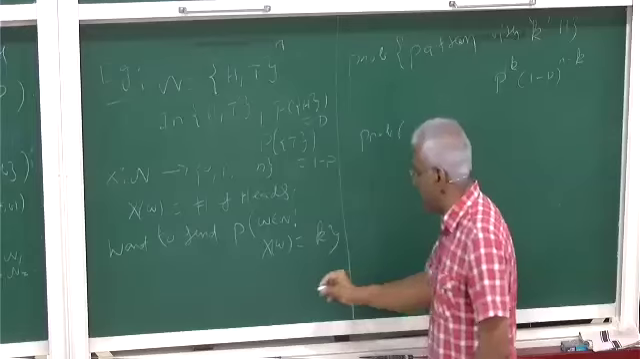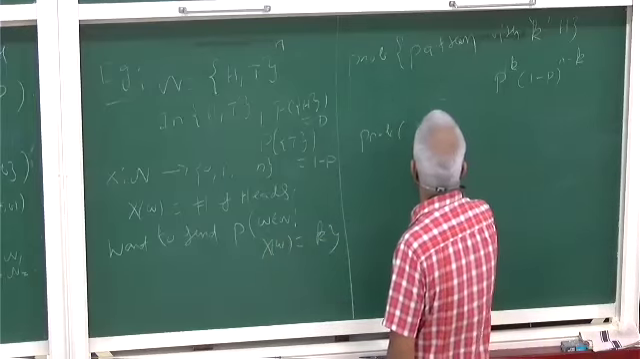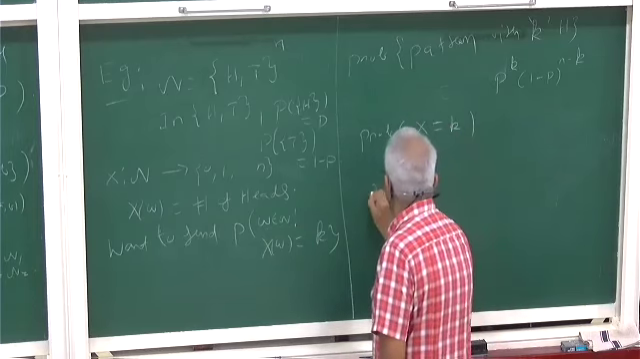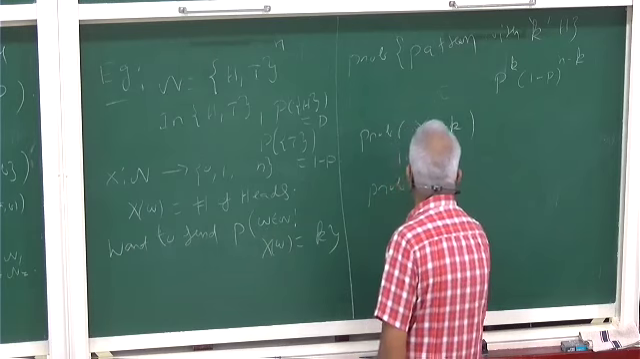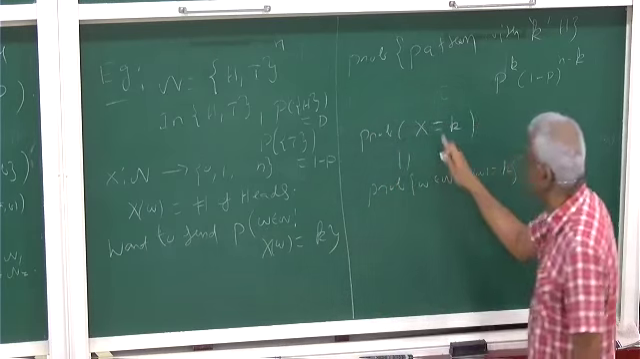But then, we need not write omega and omega something. When we write X equal to k, by this we mean the probability of omega in Omega such that X of omega equals k. For simplicity, we'll write like this.